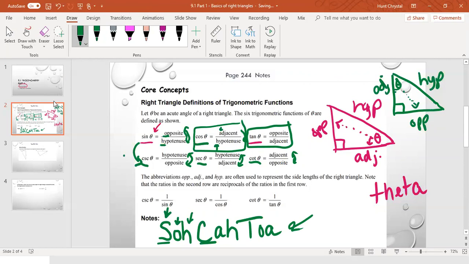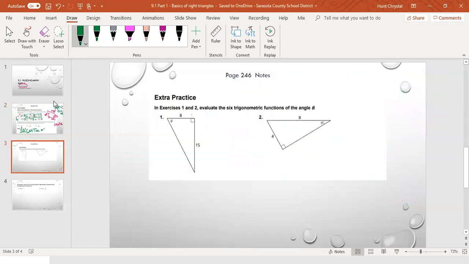All right, so let's try a couple of examples. I have on this next page here, this is on page 246 in your notes. I'll be asking you to do just the first 4 things off of this page. What you'll notice in the bottom where you're solving right triangles, that will be next week. All right, so what they want us to do is to label the 6 trig functions. So notice where theta is, and notice where my right angle is.